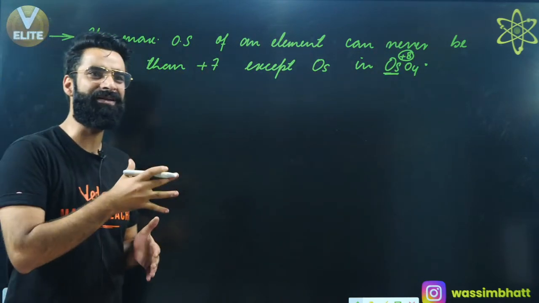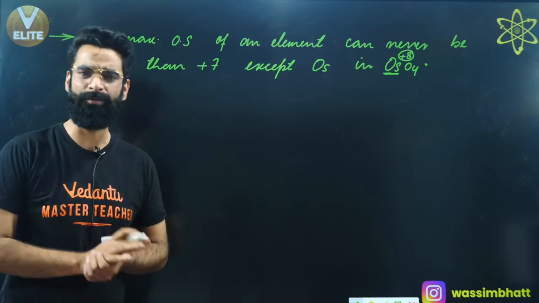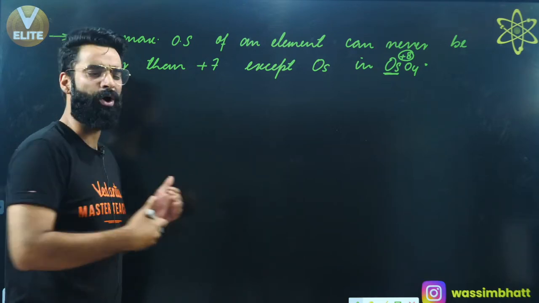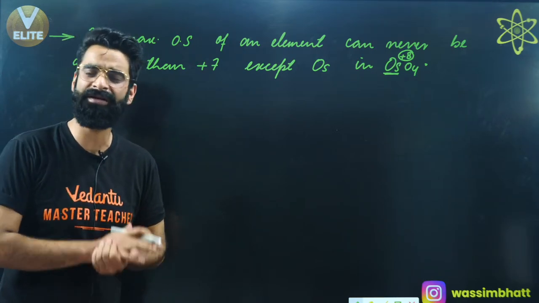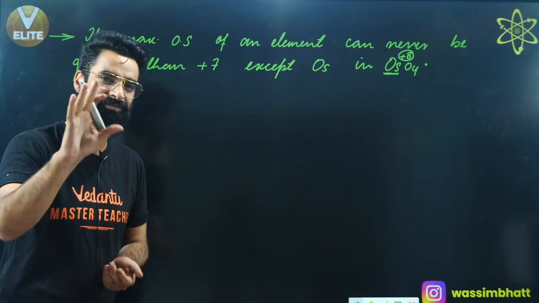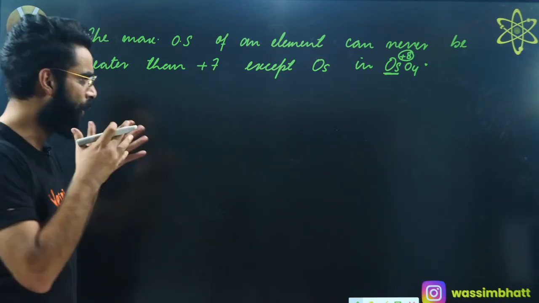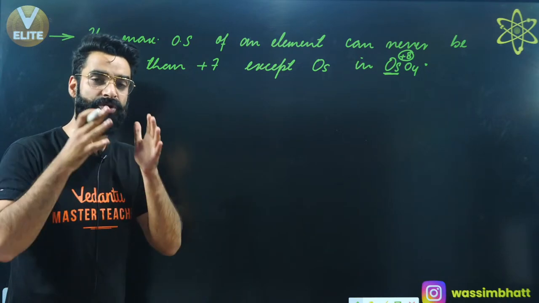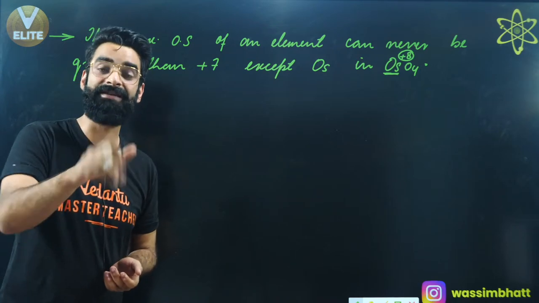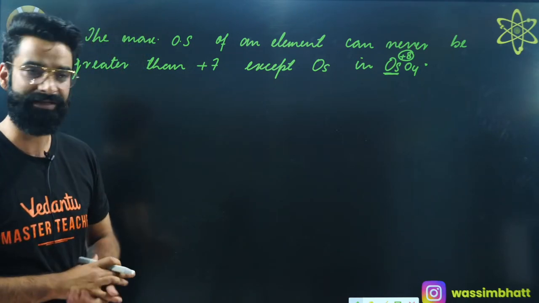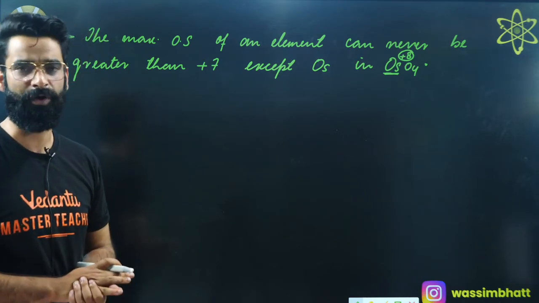But whenever you find any element to have an oxidation state greater than plus 7 by using the formula, that means there is something wrong which you are doing there. So what do I have to do at that time? I should know the structure of that compound for which the oxidation state of an element in it is coming out to be greater than plus 7. That's why we are going to deal with some particular structures, which you will be remembering from now onwards.